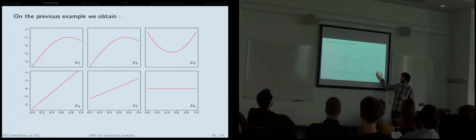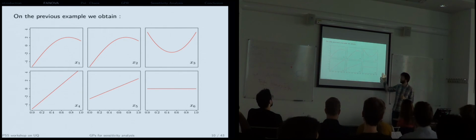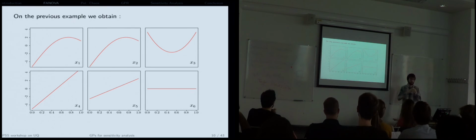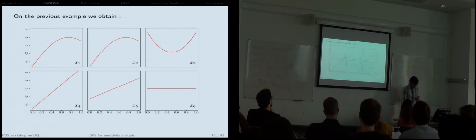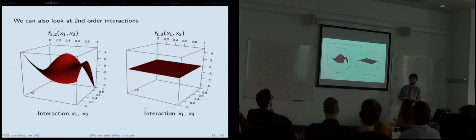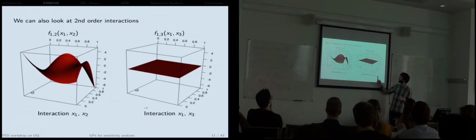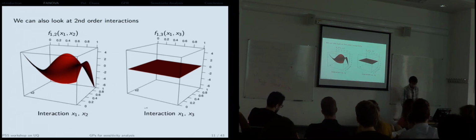Okay, so using this decomposition, we can see what's going on inside of the function. It's a way to open f, that is, to open the box and look at what elementary bricks f is made of. We can do the same thing for the interaction terms. So that's the interaction between x1 and x2, and that's the interaction between two variables that do not interact. Okay, so we really get an insight of what's going on inside this function.